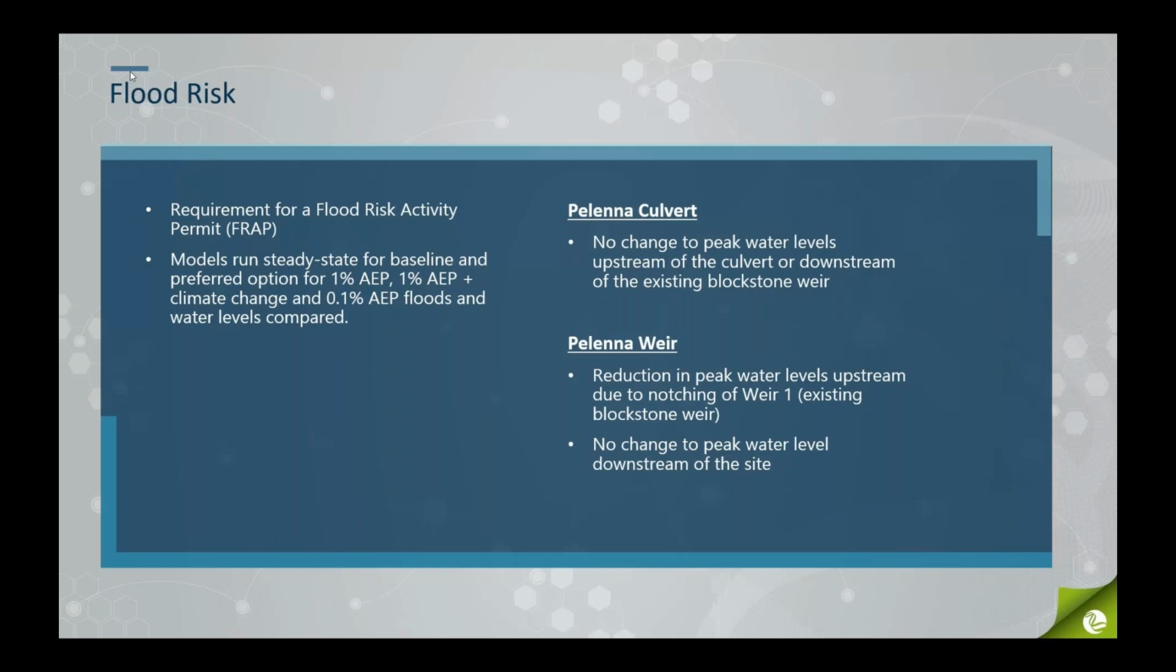At Plena Culvert, there's no change to peak water levels upstream of the culvert or downstream of that existing blockstone weir. At Plena Weir, we actually got a slight reduction of water levels upstream of the most upstream weir. That's because of the notch that's been put into that weir. And then downstream of the site, there was no change. So it's basically no detrimental impact from installing those fish passes.